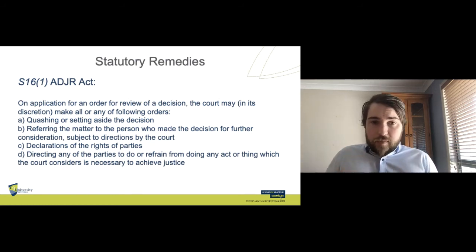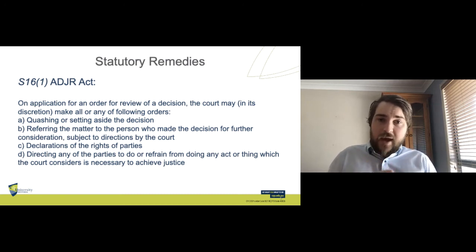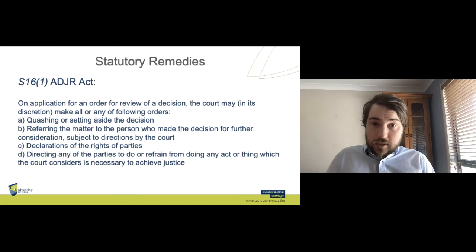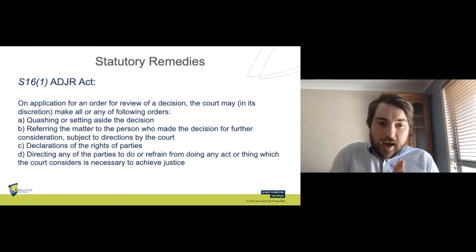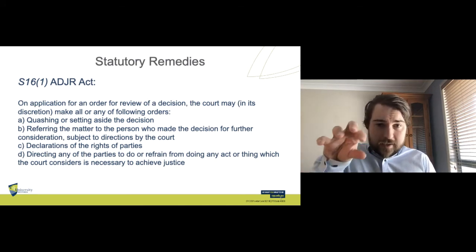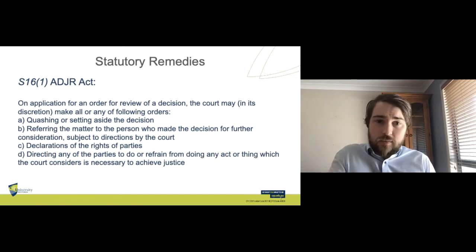What is really notable, and we've sort of talked about this already, is that there's nothing in there about the court being able to make a new decision itself, so substituting its own decision for that of the decision maker. Can't do that. And further than that, they can't tell the decision maker how to make the decision. So, under 16(1)(b), referring the matter to the person who made the decision, so sending it back to them to remake, the court can't tell the decision maker how to remake that decision.